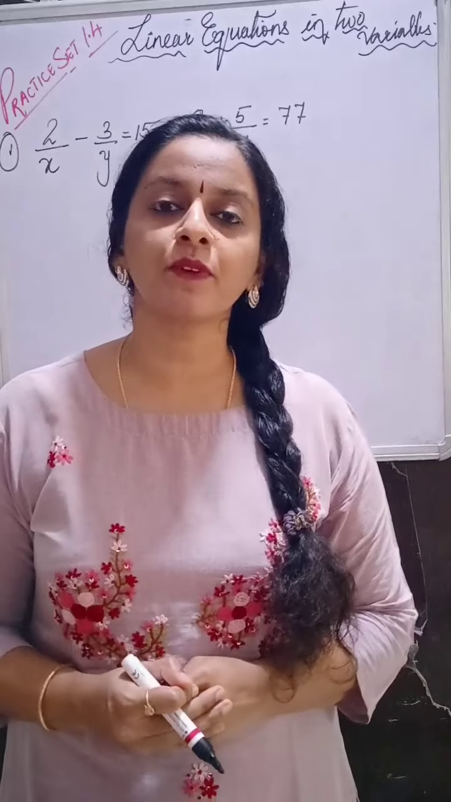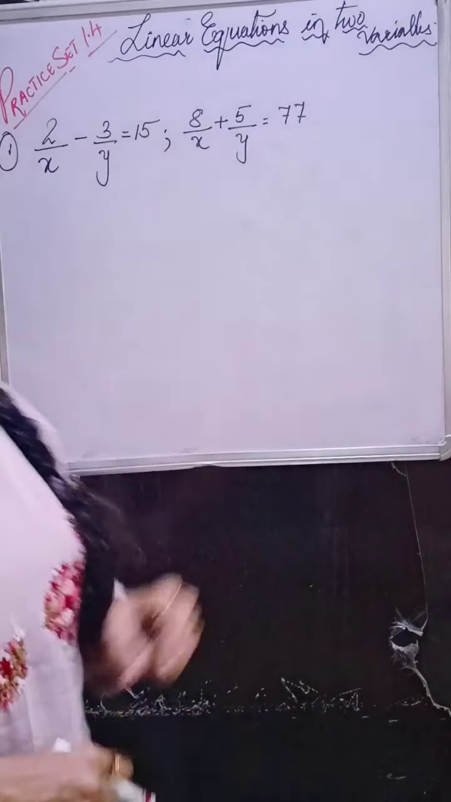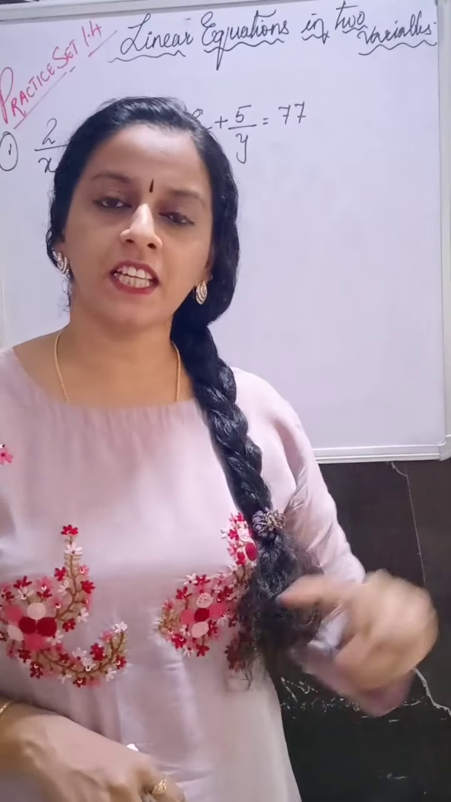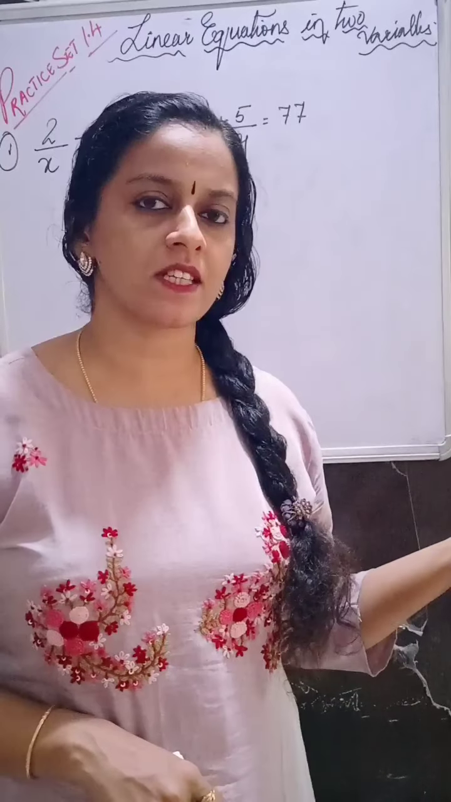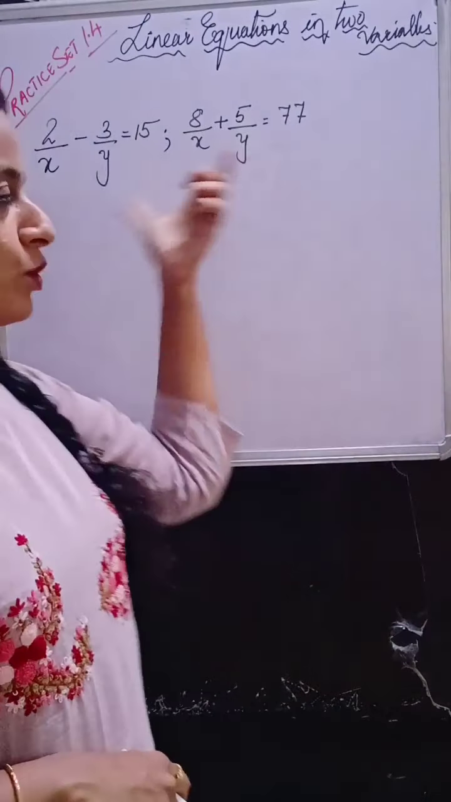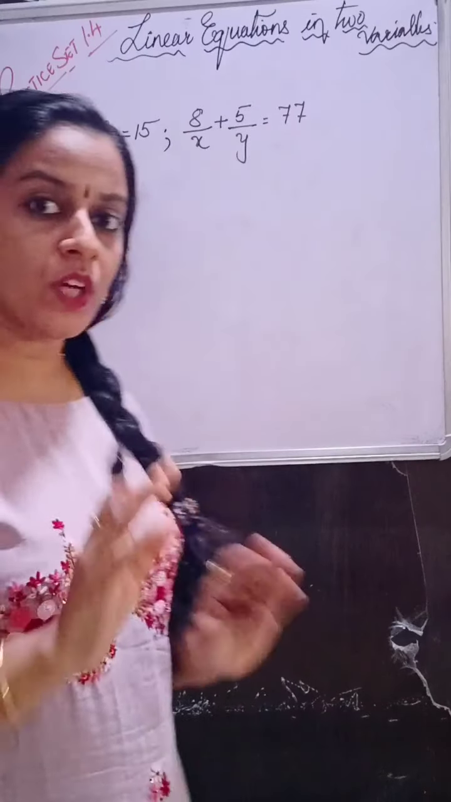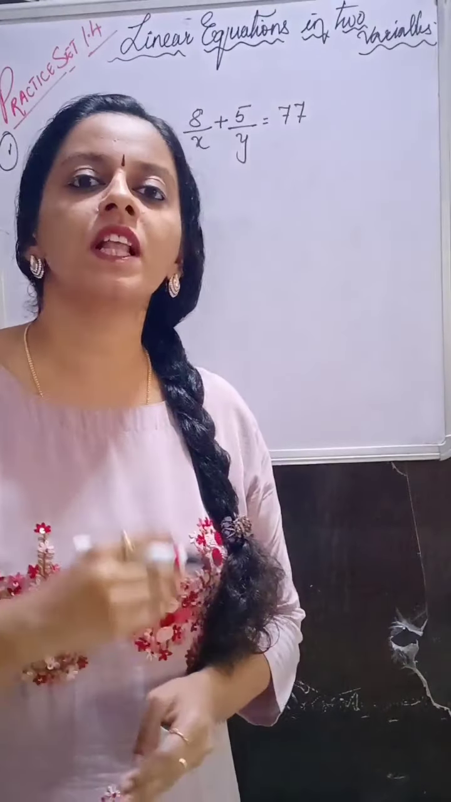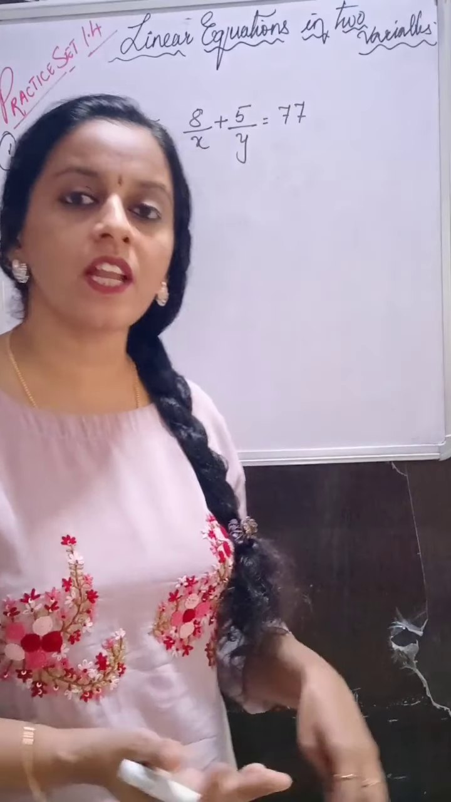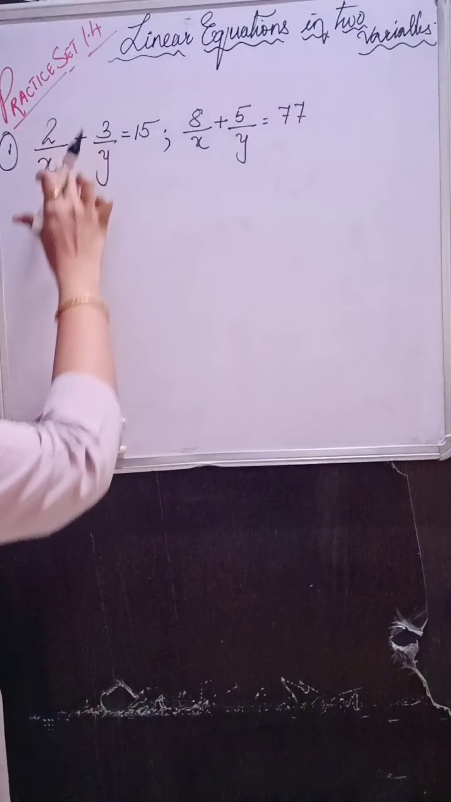Let us start with practice set 1.4. We have done the activity. Now we will be starting with practice set 1.4. I have copied both the equations. As you can see, both these equations are not linear equations. First we will make them into linear equations by replacing this as.